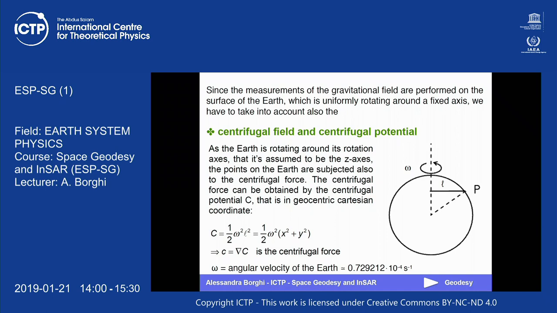If you use geocentric Cartesian coordinates, this is given by this formula. And this is the angular velocity of the Earth. The gradient of this potential is the centrifugal force. This is due to the fact that we are on a rotating body, of course.